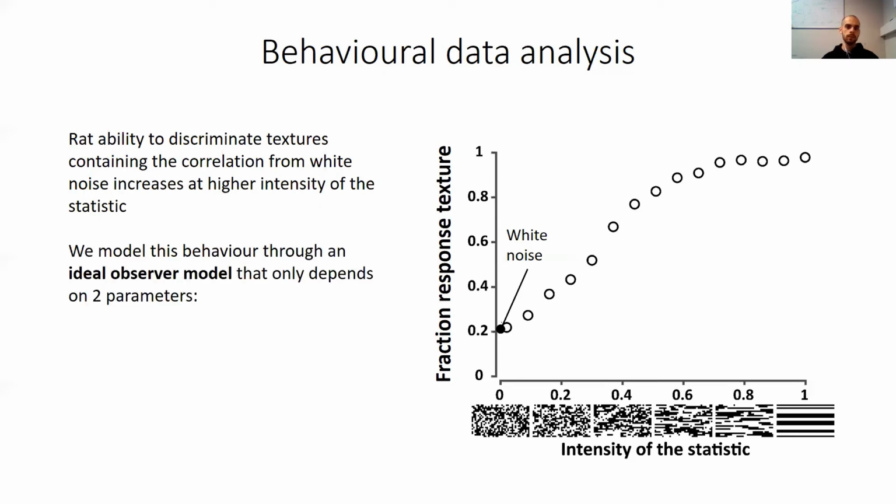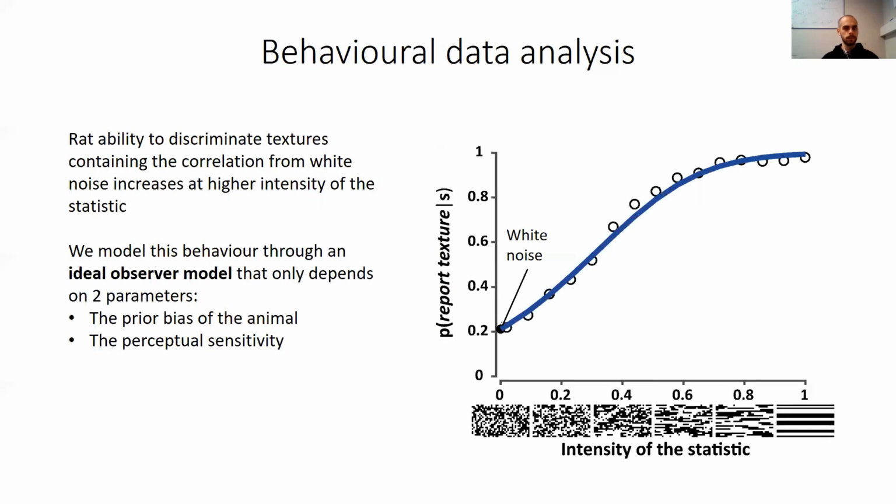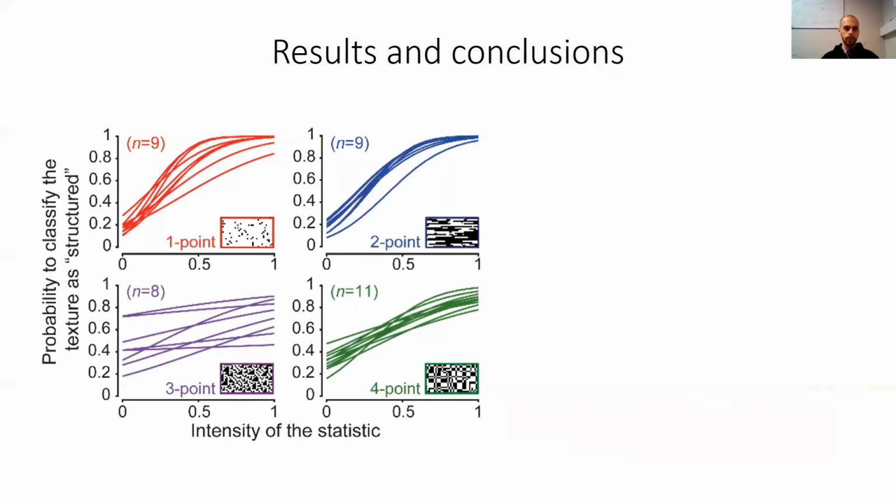To infer rat sensitivity from this data, we developed an ideal observer model that would yield a psychometric curve for each rat. This model only depends on 2 parameters that are unique for each animal: the animal prior bias and the measure of the perceptual sensitivity, loosely related to the slope of the final curve. As you can see for this example rat, the model yielded a sigmoidal curve that fitted the data points very well. When we fitted with our model the data from all the rats, we obtained psychometric curves that differed quite a lot in terms of steepness of the slope, depending on the multipoint statistics the animals were trained to discriminate.